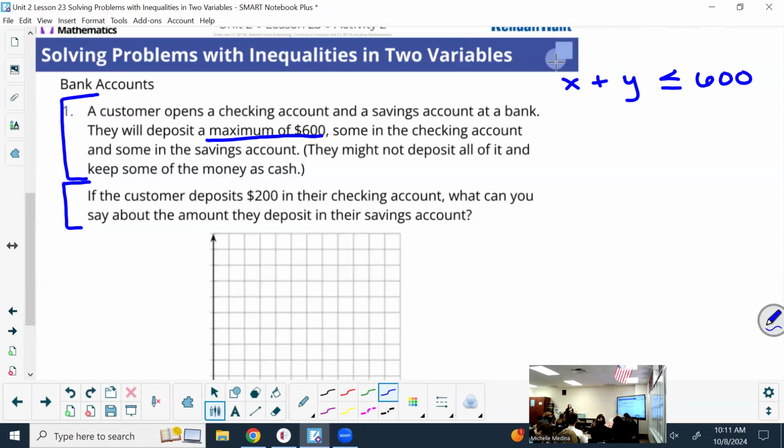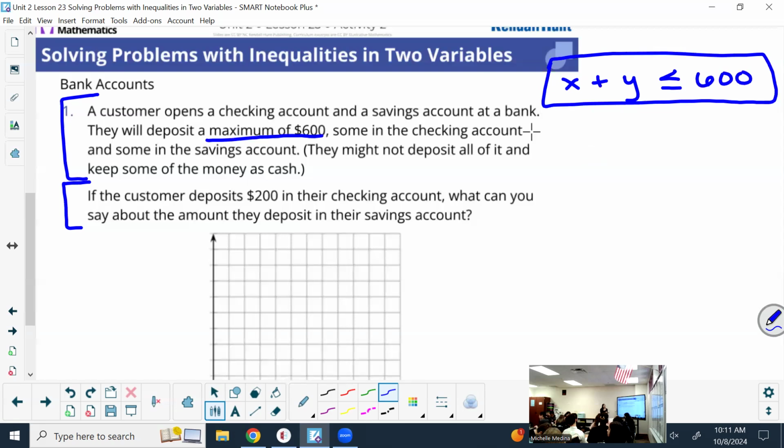Okay, class, questions on that? Does it make sense? If it just said they're putting it in one account, it might just be X less than or equal to 600, but no. We're putting it in two separate accounts and combined, added together, cannot be greater than 600. What are we saying X is going to be in this situation?